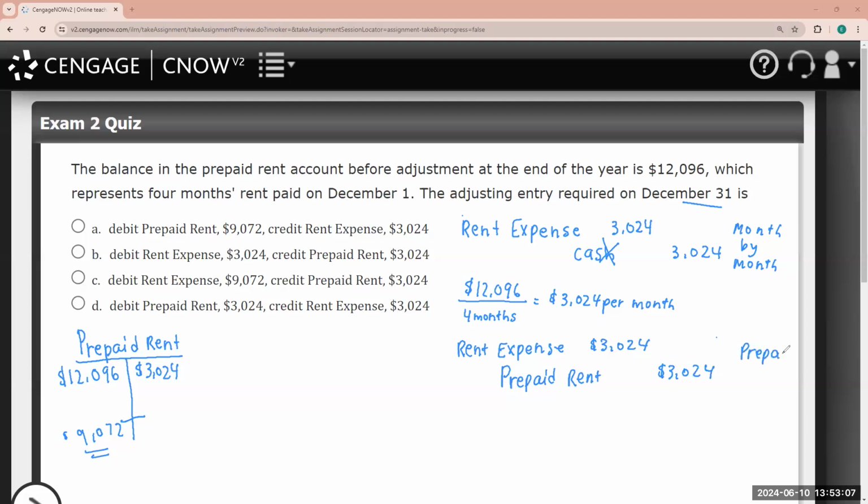All right, so just a quick recap. This journal entry here up above is when we pay for it month by month and we pay cash. This entry here is essentially that we had the prepaid rent. We paid for 4 months in advance. So as of December 31st, we are recognizing the 1 month of prepaid rent that has expired. And we're decreasing the balance in our prepaid rent account by $3,024. So our correct answer is B.